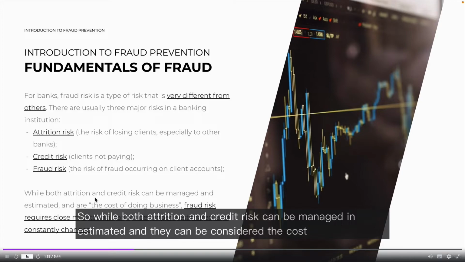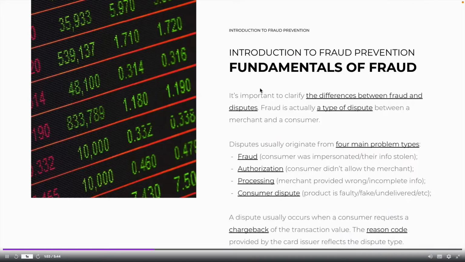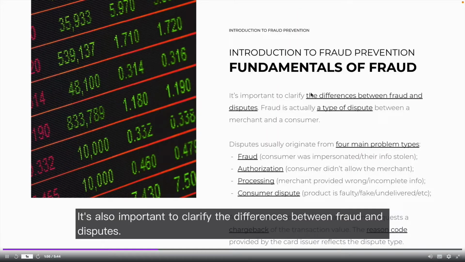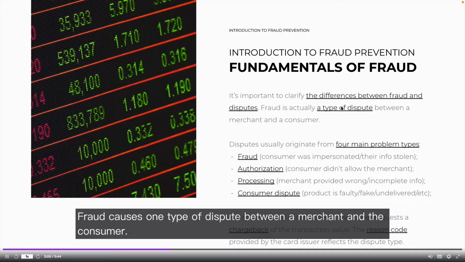While both attrition and credit risk can be managed and estimated, and can be considered the cost of doing business, fraud risk is different. It requires close monitoring, it can't be properly estimated, and it constantly changes. It's also important to clarify the differences between fraud and disputes. Fraud is actually a type of dispute, or to be more correct, fraud causes one type of dispute between a merchant and a consumer. There may be other disputes besides fraud, but fraud causes one of them.